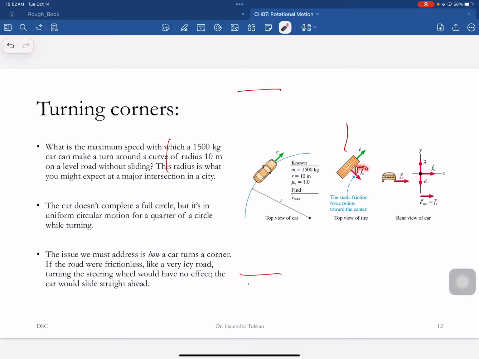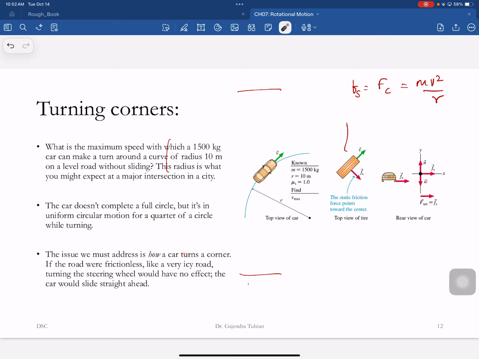Now this static friction force has a maximum value because it's providing the centripetal force mv squared by r. R is the radius of the circle and v is the speed at which you're going. Since this has a maximum value, there's a maximum speed at which you can make a turn. Here's a top view, here's a side view. It's the static friction force that's providing you the centripetal force. The car doesn't complete a full circle, but it's in uniform circular motion for a quarter of a circle.